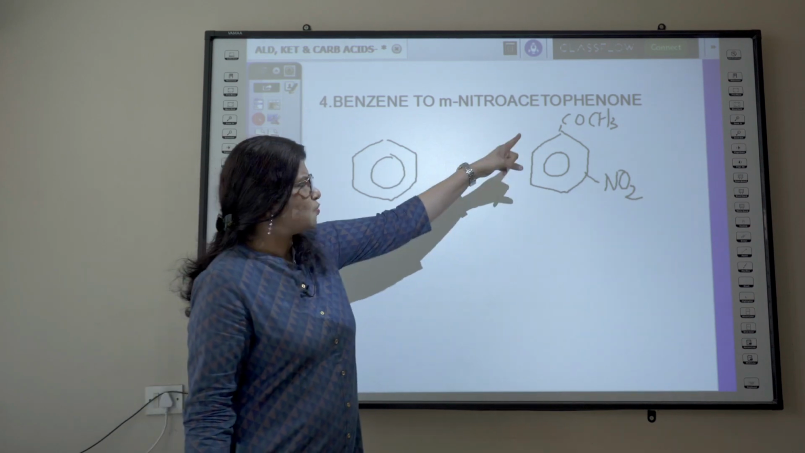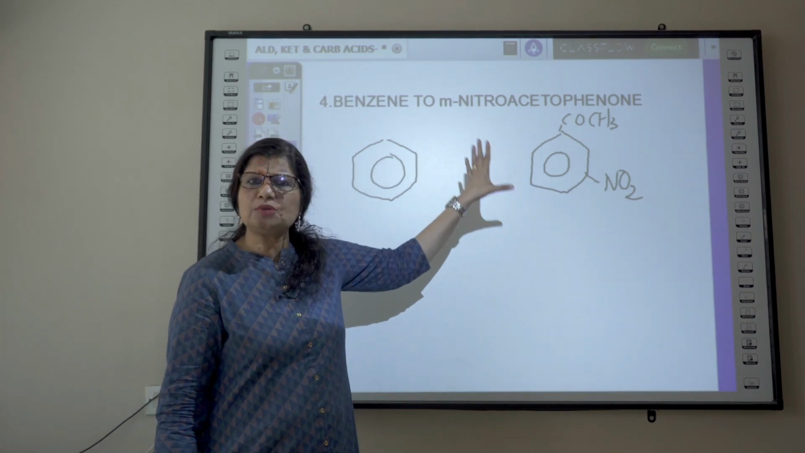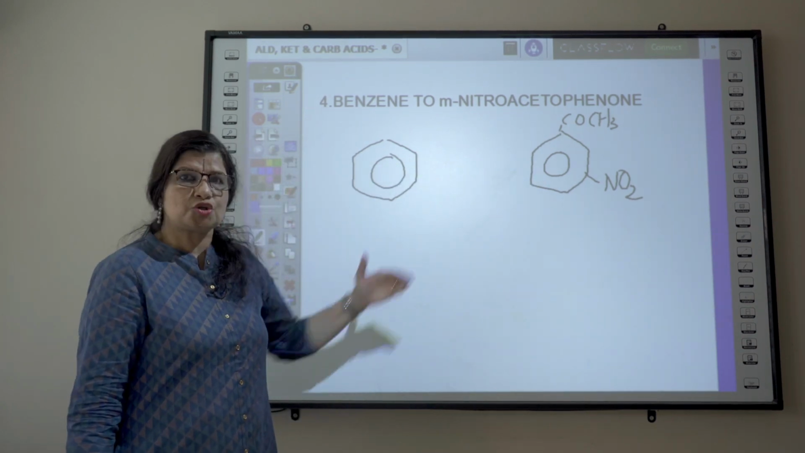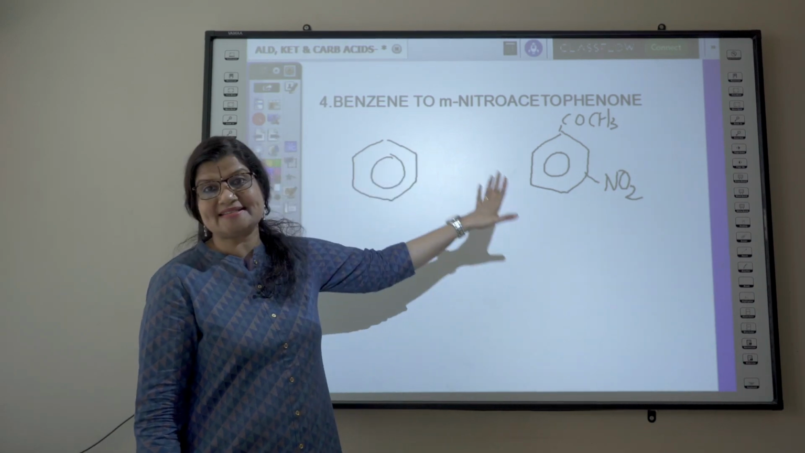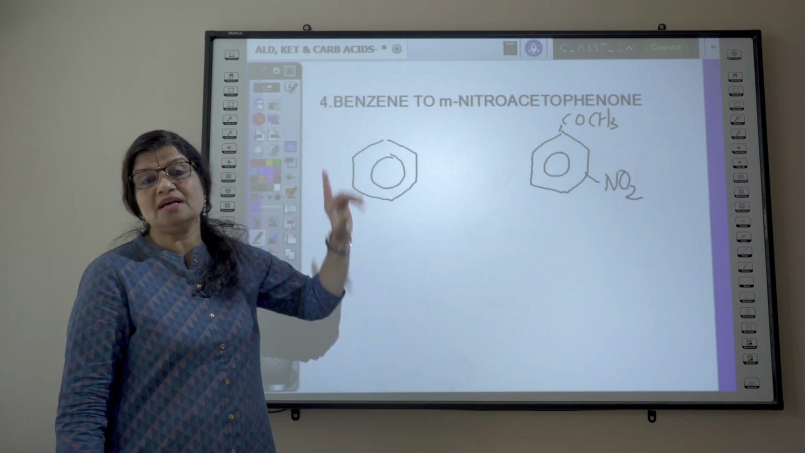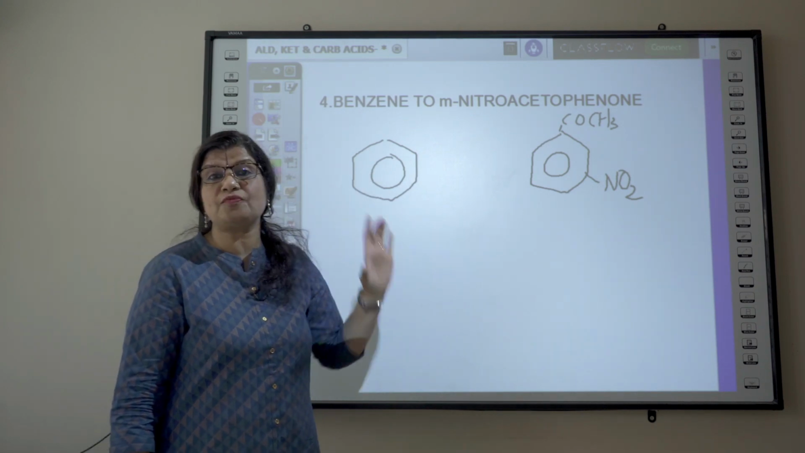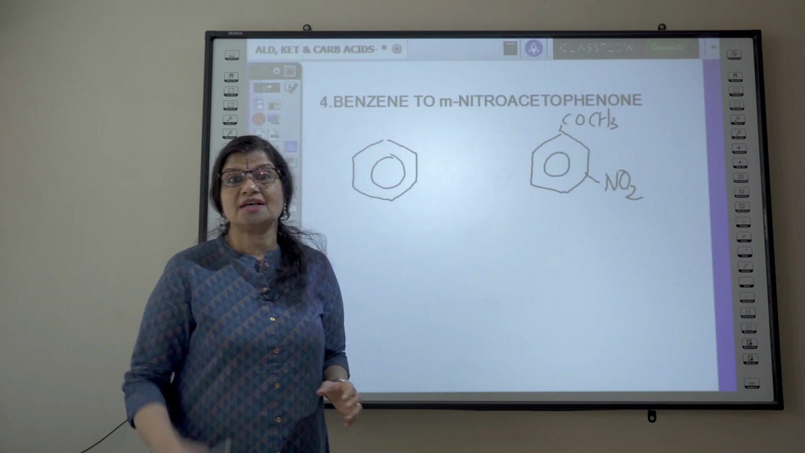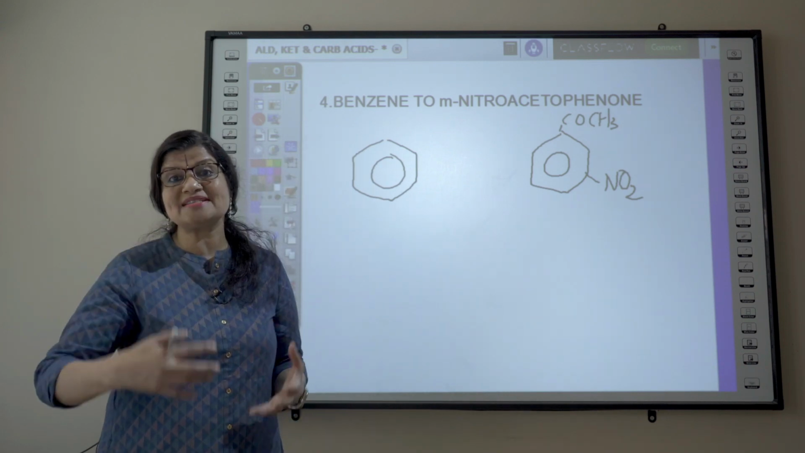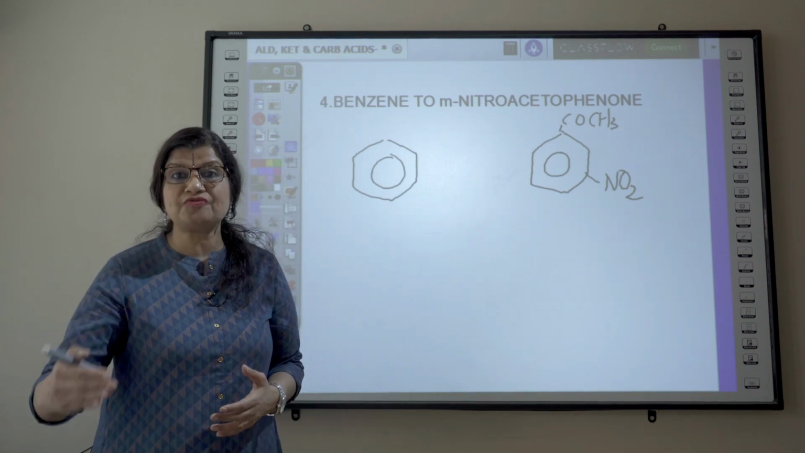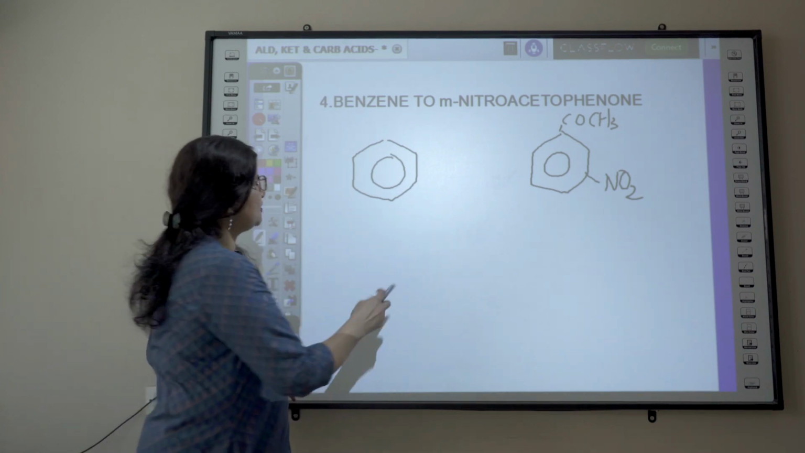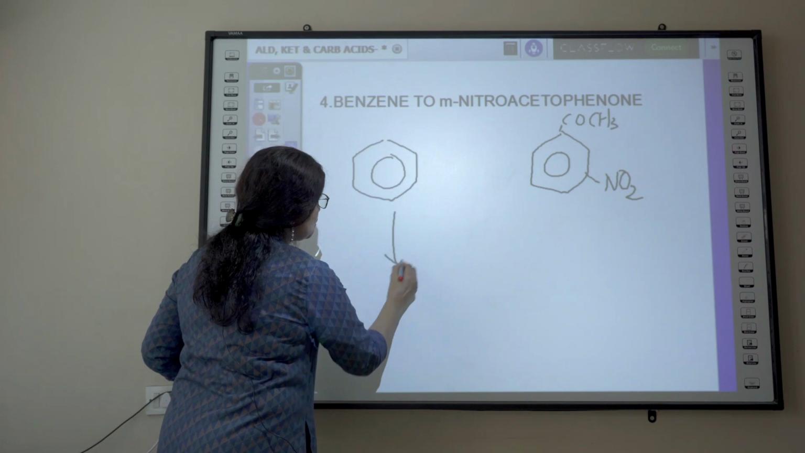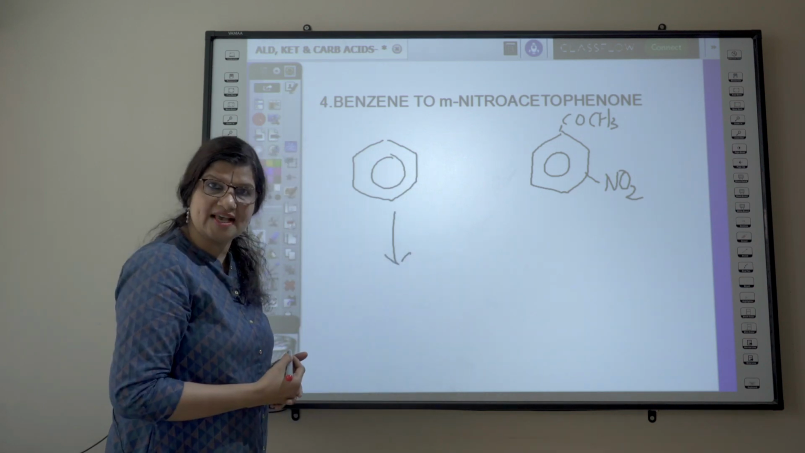So the nitro as well as the CH3CO group are both meta directing groups, right? So you can either nitrate benzene first, get nitrobenzene and then acetylate it. But we have a problem here. The nitro group is a highly electron withdrawing group, because of which nitrobenzene does not undergo electrophilic substitution reaction very readily. So it's safer to first introduce the COCH3 group by Friedel-Crafts acylation.